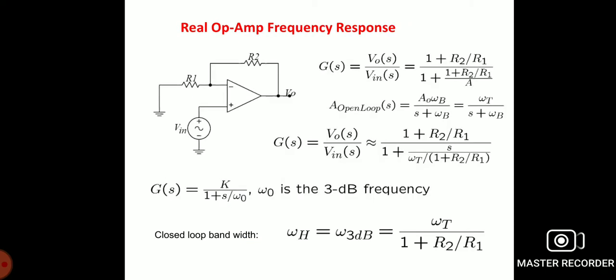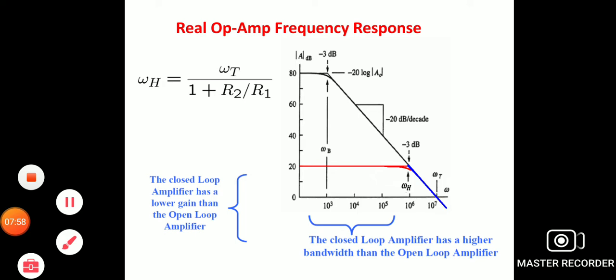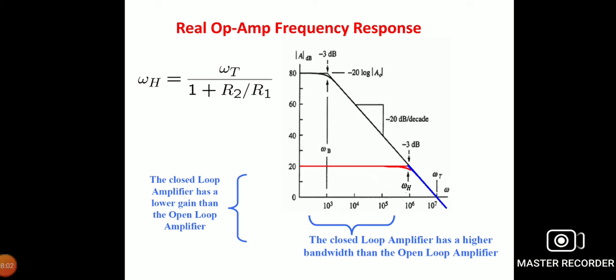Now we can see the real operational amplifier frequency response characteristics. So omega H is equal to omega T divided by 1 plus R2 divided by R1. So the closed loop amplifier has a lower gain and a wider bandwidth.